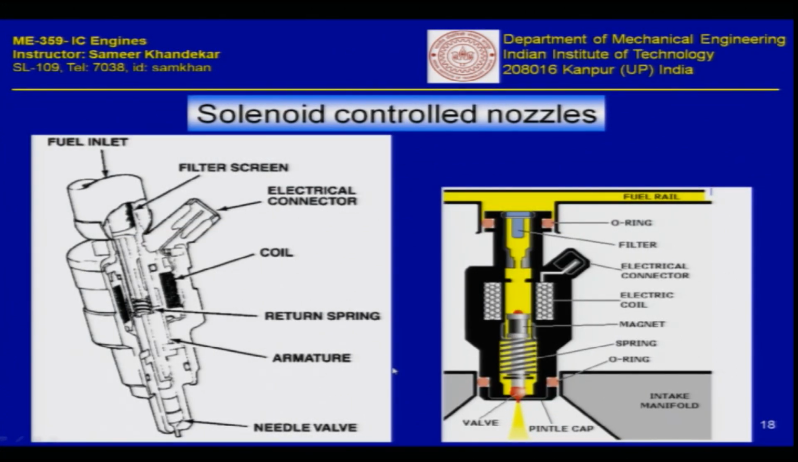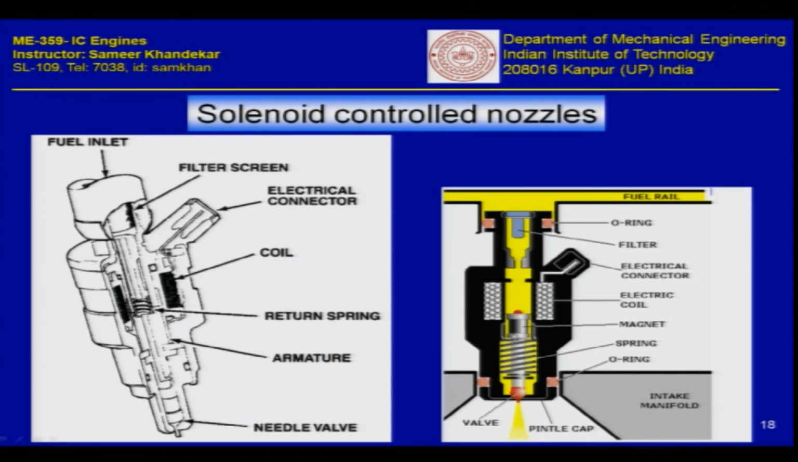Here is a cut section of a solenoid controlled nozzle. So, you can again see that there is a common rail, for example, and there is an O-ring for this leakage not to occur. There is another last filter, because this filter is very important, because these nozzles have a very small diameter and therefore we do not tolerate any amount of particulate matter which can come into this diesel. Sometimes sand particles can come, sometimes silica can come and things like that.